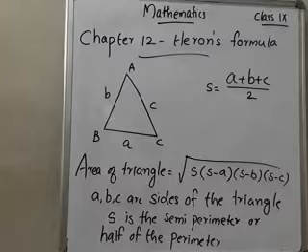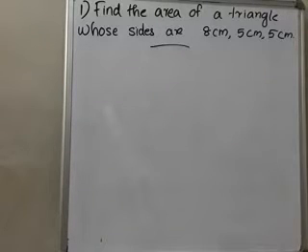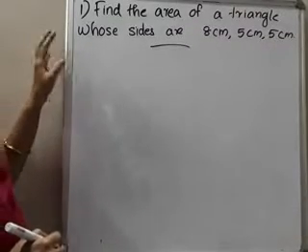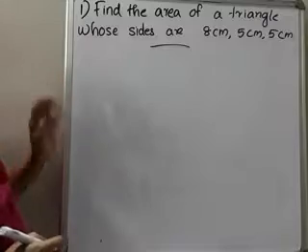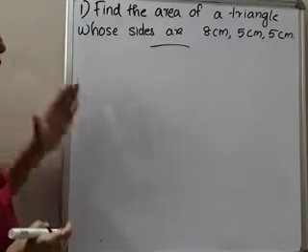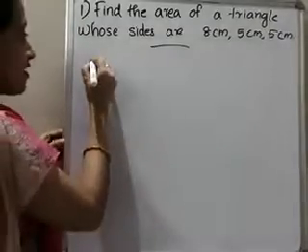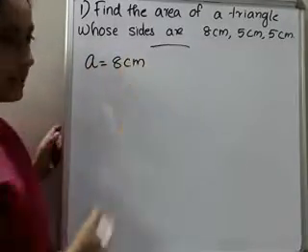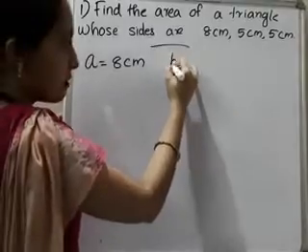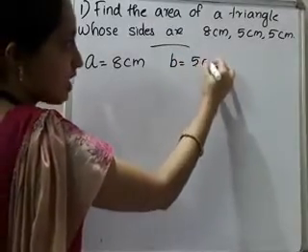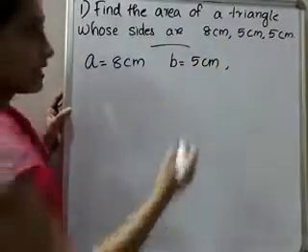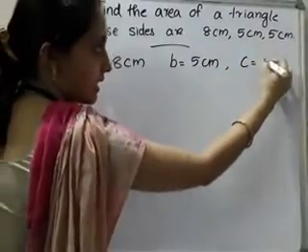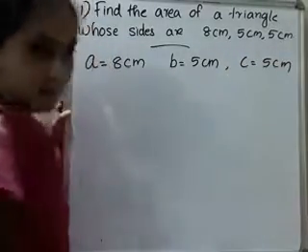So, we will move to the first question. Write down the first question: find the area of the triangle whose sides are 8 cm, 5 cm, 5 cm. First you have to write what A is. A is equal to the first side, that is 8 cm. Then B is equal to the next side, that is 5 cm. Then C is equal to the next side, that is 5 cm.